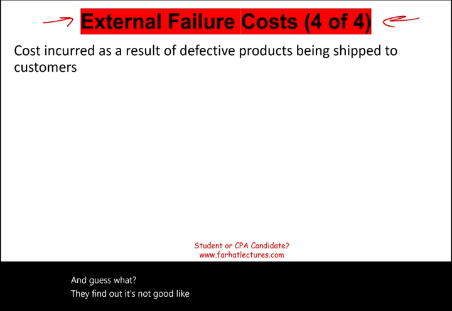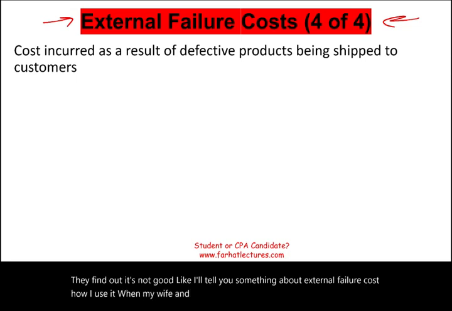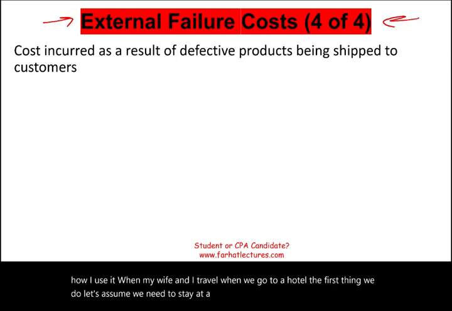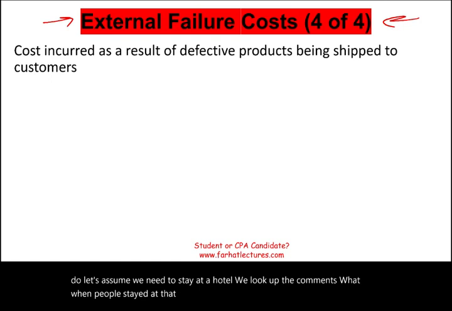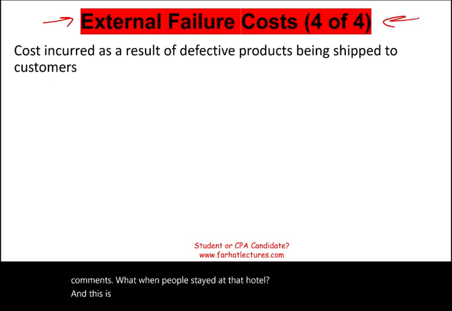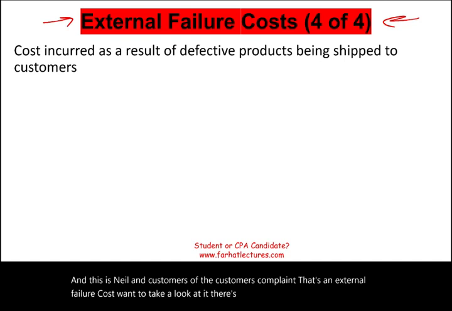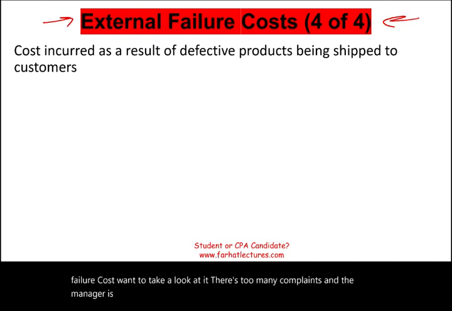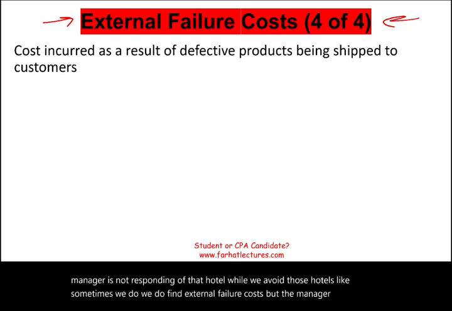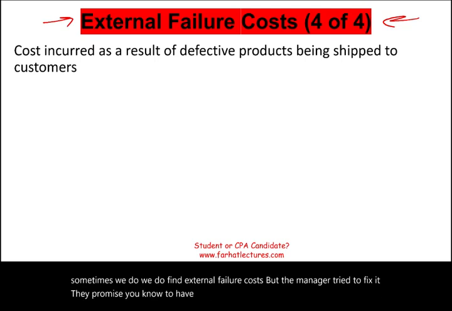I'll tell you something about external failure cost, how I use it. When my wife and I travel, when we need to stay at a hotel, the first thing we do is look up the comments from people who stayed at that hotel. If the customers complain, that's an external failure cost. We want to take a look at it. If there are too many complaints and the manager of that hotel is not responding, well, we avoid those hotels. Sometimes we do find external failure cost, but the manager tries to fix it. They promise to have a better quality. Then we might change our mind.